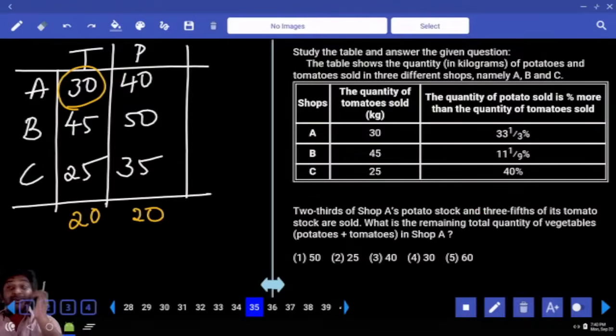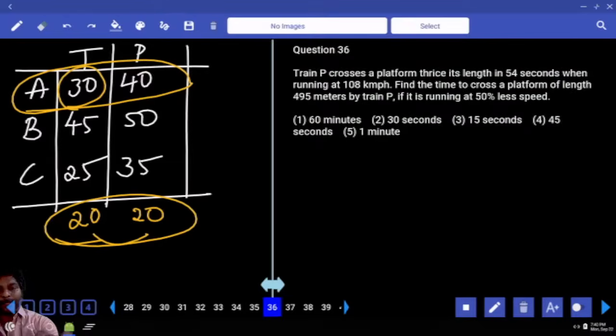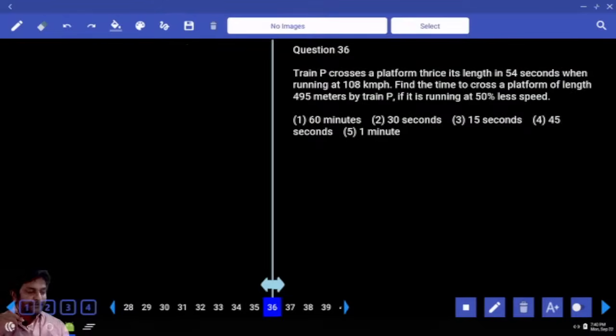Now the question is, is it about the total or the remaining? Remaining means 20 plus 20, 40. If the question is about the total value, total sold items are 70, unsold items are 40, both together 110. Next.